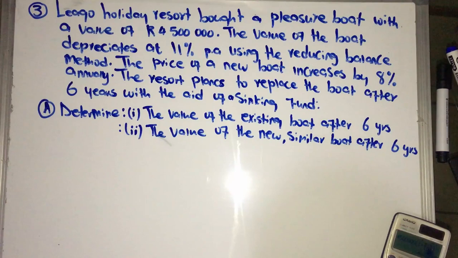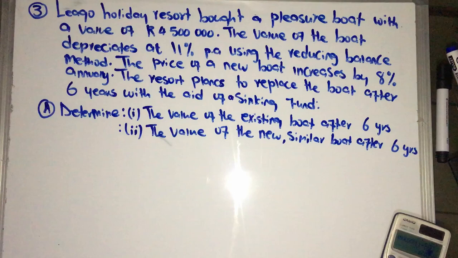The last question is, Leago holiday resort bought a pleasure boat with a value of 4,500,000 rands. That's 4.5 million. The value of the boat depreciates at 11% per annum using the reducing balance method. The price of a new boat increases by 8% annually. The resort plans to replace the boat after 6 years with the aid of a sinking fund. The first question: determine the value of the existing boat after 6 years. Again, determine the value of the new similar boat after 6 years.